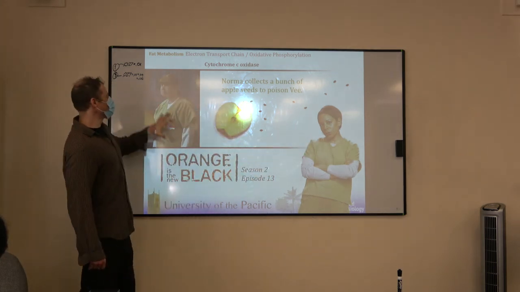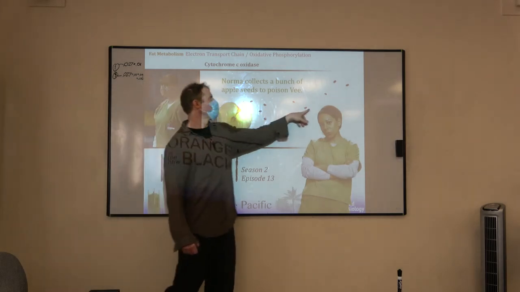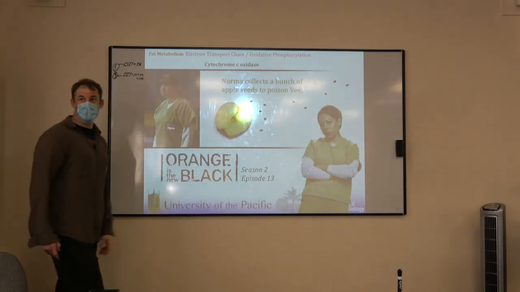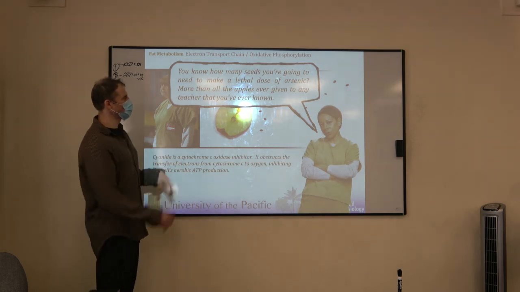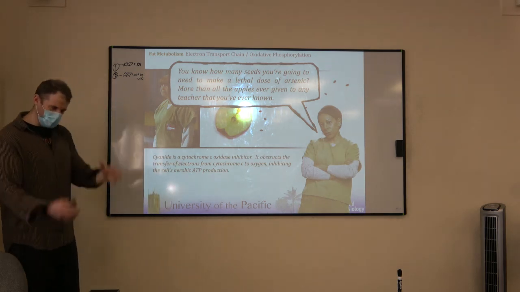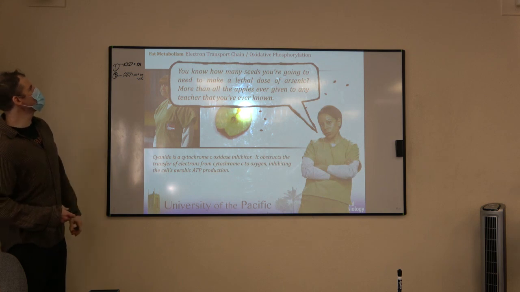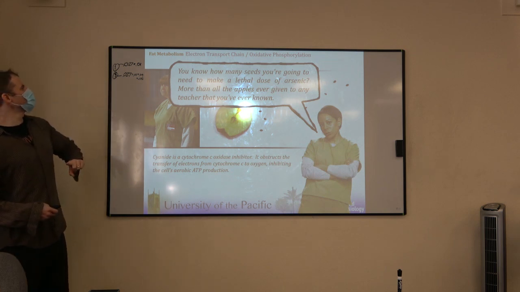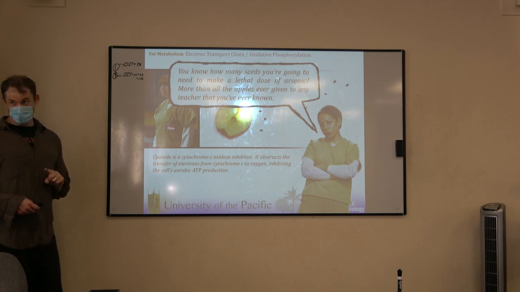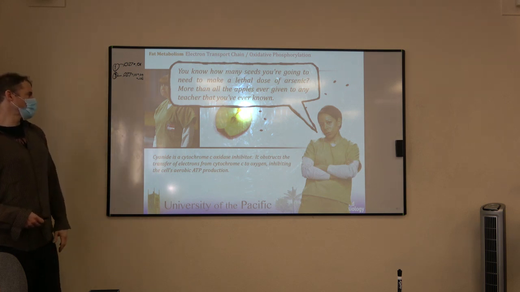So that's not V, but V is this lady that she's trying to kill, and she's collecting apple seeds to poison a character named V. And this is what this character says, word for word. I heard it at the time, and I rewound it and watched it again and wrote it down. You know how many seeds you're going to need to make a lethal dose of arsenic? More than all the apples ever given to any teacher that you've ever known. Okay, that's the line. That's the exact line, word for word, on the show.